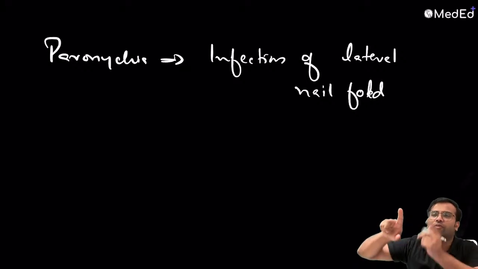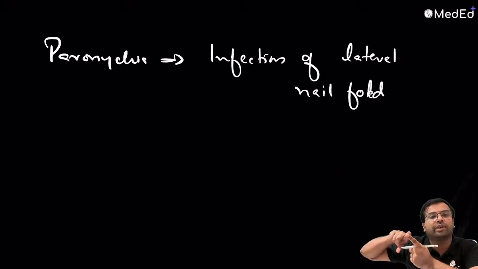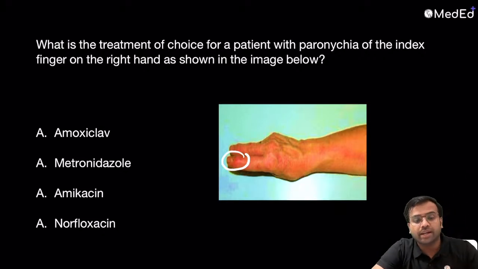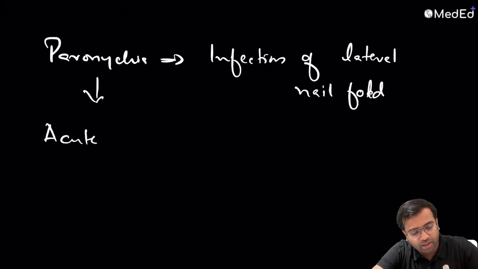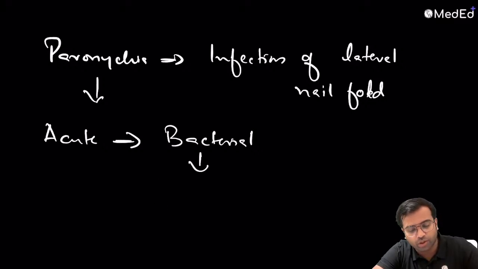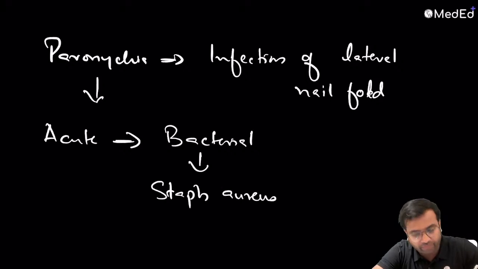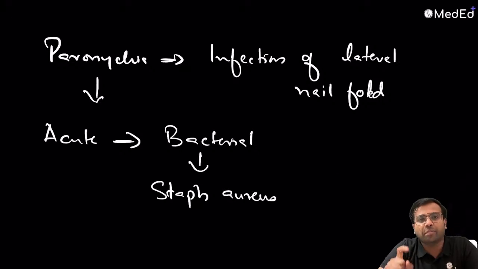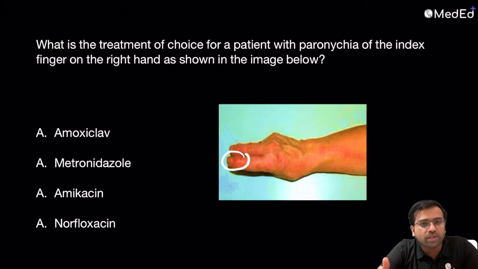Just imagine that you had an injury somewhere over the tip of the finger. And after getting an injury over the tip of the finger, what if the next day you wake up with a swollen lateral nail fold? So when you get a swollen lateral nail fold, this is what you call a paronychia. Now, is it just an inflammation or is it an infection? In acute cases, this is usually going to be bacterial, and it is usually caused due to Staph aureus. So if you know the answer, keep in mind that paronychia, usually in acute cases, is bacterial, and the bacteria most commonly causing this infection is Staphylococcus. Now go back to the MCQ and see the options. Amoxiclav, metronidazole, amikacin, norfloxacin. What should be the right answer here?